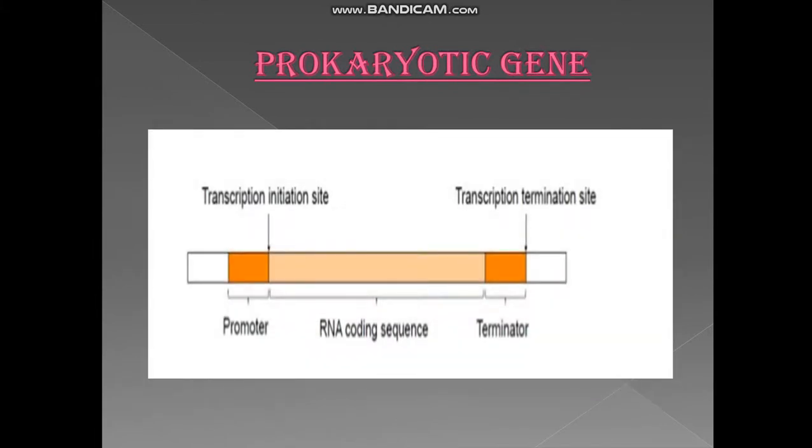A prokaryotic gene has this region, the RNA coding sequences. These coding sequences have a promoter region and a termination region, and there is nothing in between. A simple, straight, continuous RNA coding sequence is present in a prokaryotic gene. Whatever sequences are present before this coding sequence, we call upstream, and whatever sequences are present after this RNA coding sequence, we call downstream.